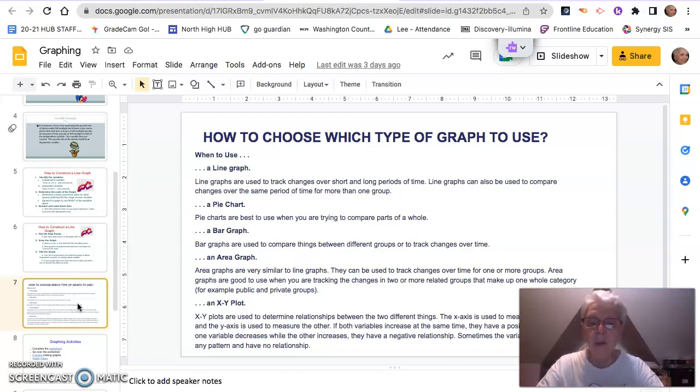And then the XY plot is used to determine relationships between 2 different things. The x-axis is used to measure one event, and the y-axis is used to measure the other event. Again, if the variables increase at the same time, they have a positive relationship. If they decrease at the same time, then they have what's known as a negative relationship or no relationship.